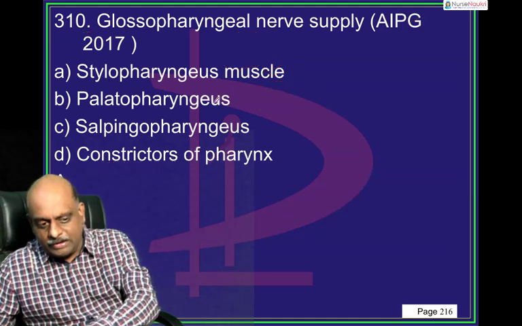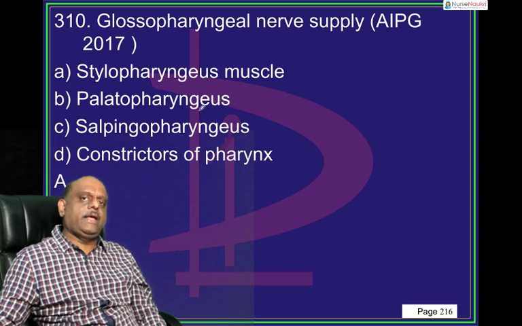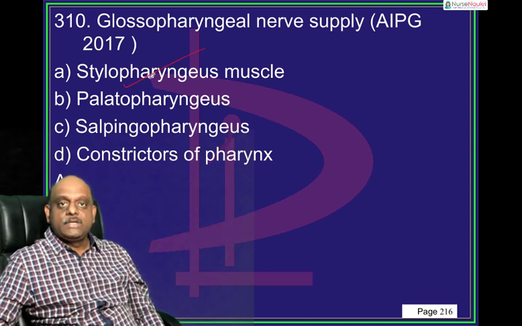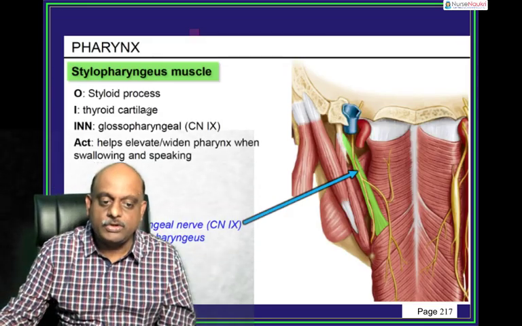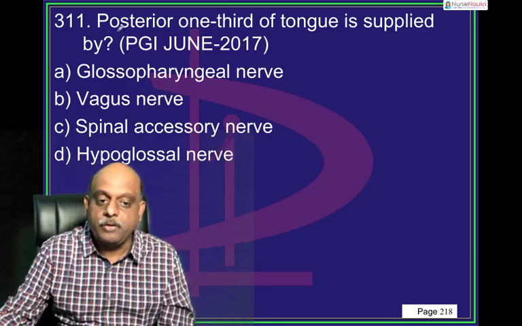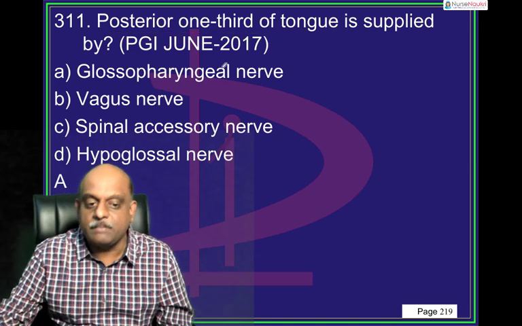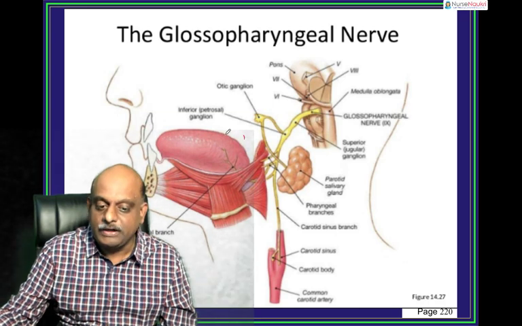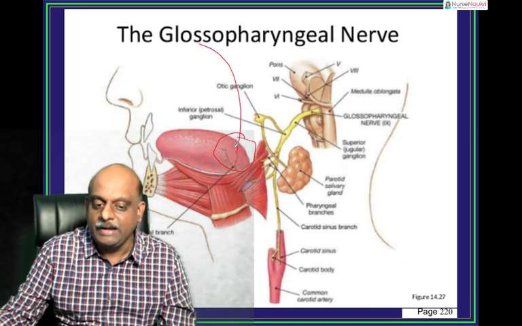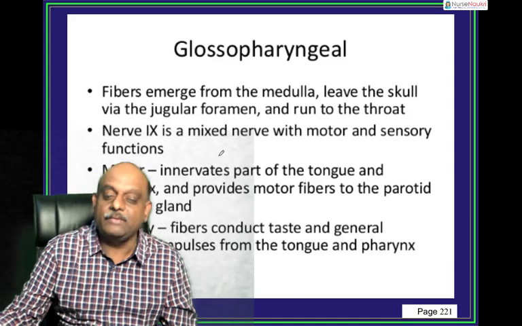So now, doctor, glossopharyngeal nerve supplies what? Stylopharyngeus muscle is what you need to remember. So this already we discussed. Posterior 1/3 of the tongue is supplied by the glossopharyngeal nerve. So you can see tongue posterior 1/3 is mainly by the glossopharyngeal nerve.